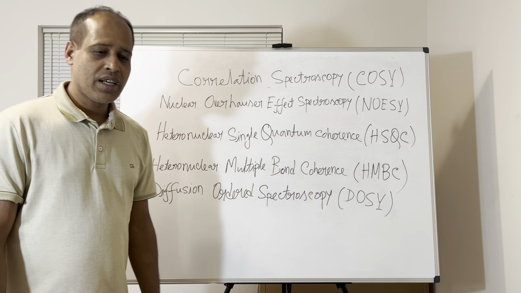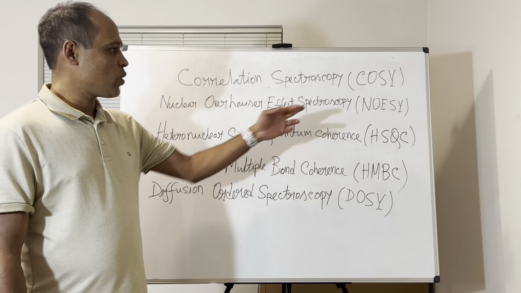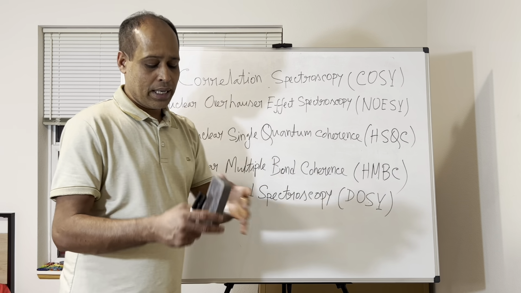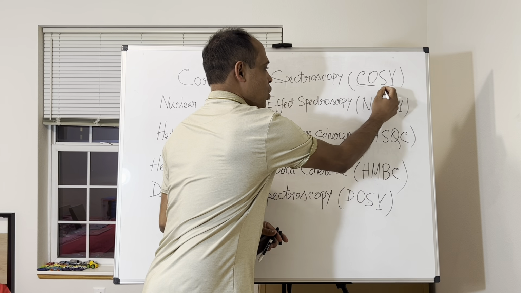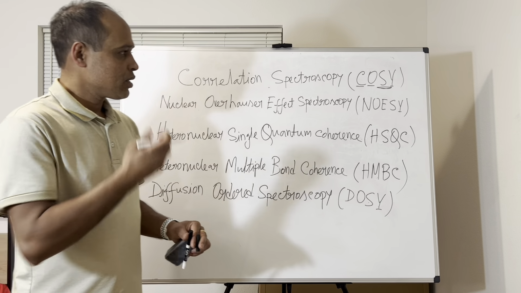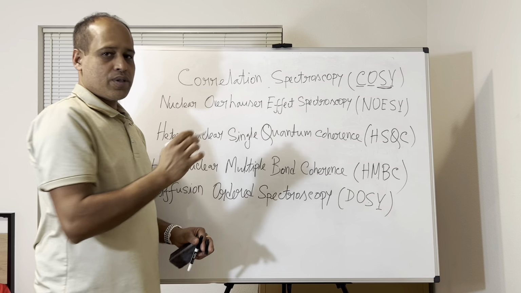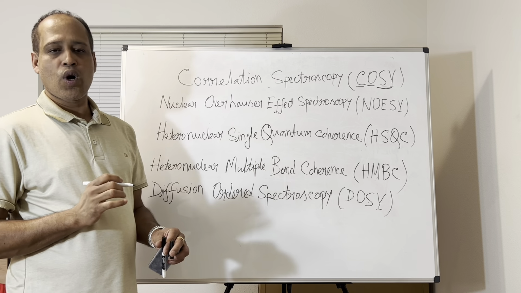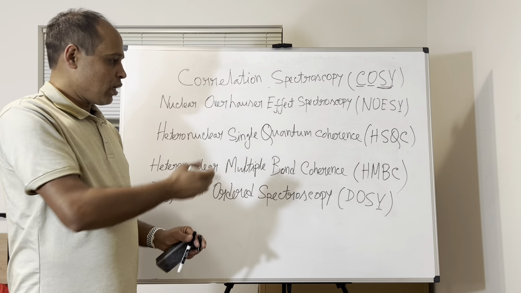So the very first 2D NMR people normally do is the COSY NMR, that is COSY. If you take the first letters C, O, and SY, SY comes from spectroscopy. So COSY is actually correlation spectroscopy. That's why in short it says COSY. I'll go into details about COSY and all the others.